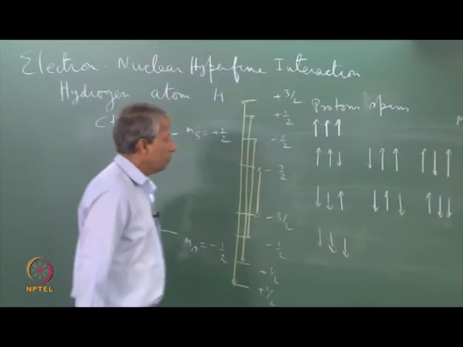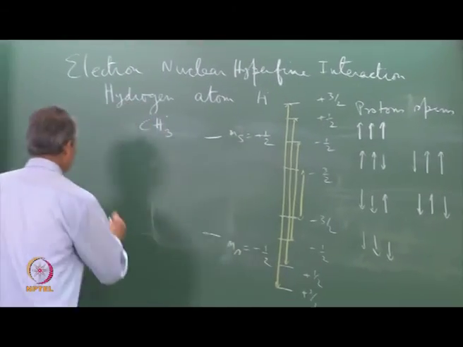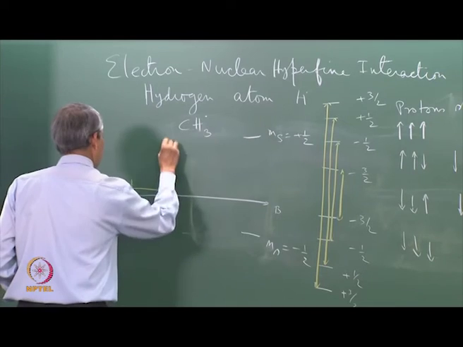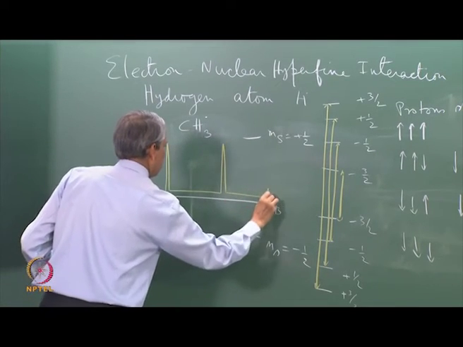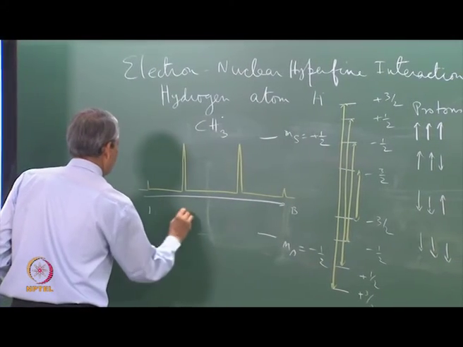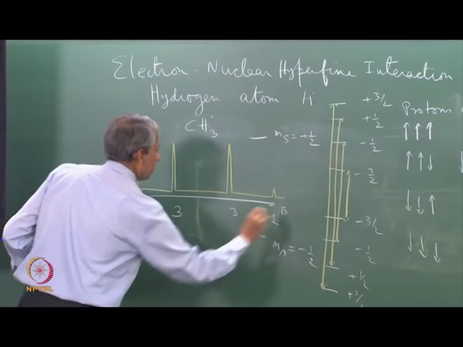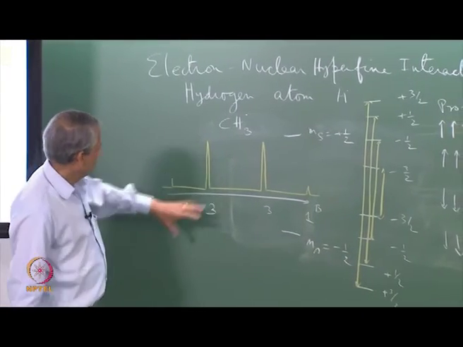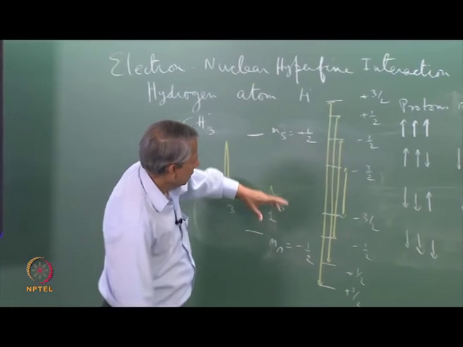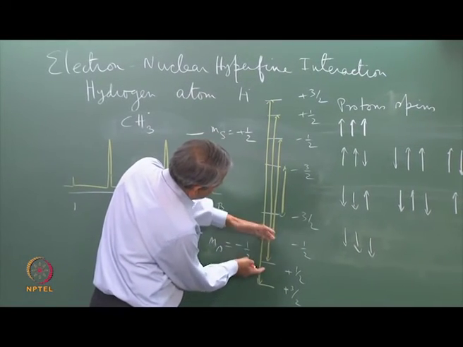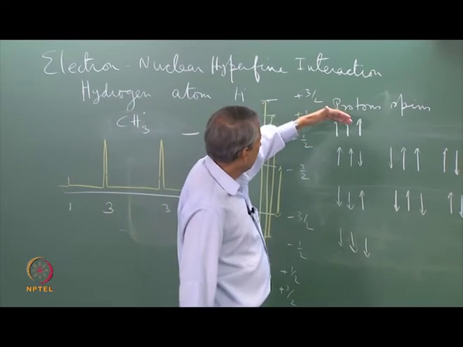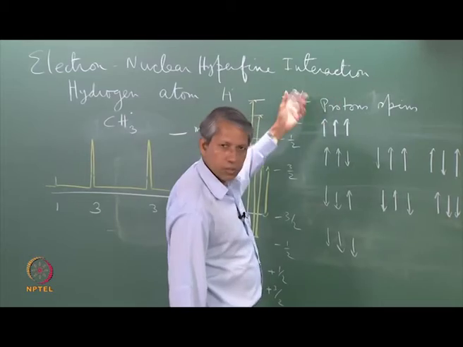So the EPR spectrum will therefore look like this, as a function of magnetic field. This will look like this, with the intensity ratio of 1, 3, 3, 1. So it gives 4 hyperfine lines, and the energy gap of this will be same as this, because the energy gap between this is same as between this and this, and that in turn comes from the magnetic field that this sort of arrangement of nuclear spin produces at the electron.